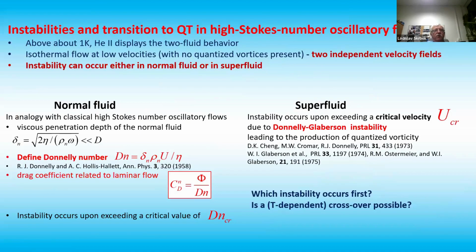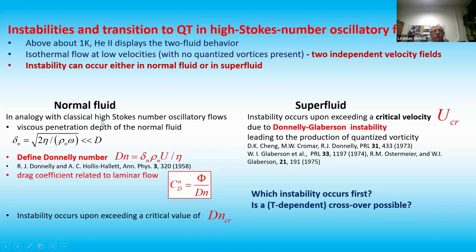So we have to look at what kind of instabilities and transition to quantum turbulence appear in high-Stokes flow of helium-2. And as I said, we are at the two-fluid regime above 1 Kelvin. So the helium displays the two-fluid behavior. We believe that we have to consider just the isothermal flow. So if there are no quantized vortices, we have two independent velocity fields, and instability can occur in either of them, either in the normal fluid or in the superfluid.